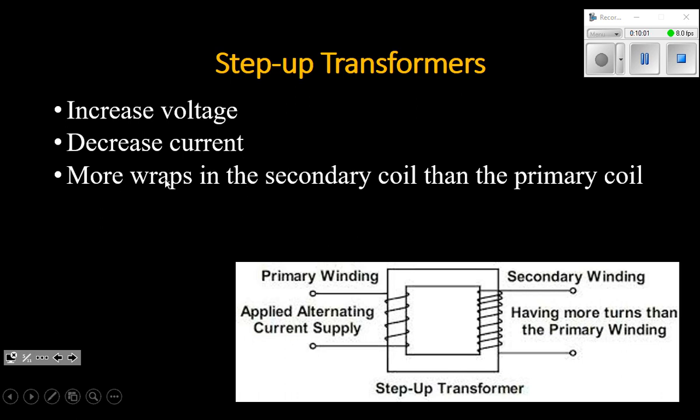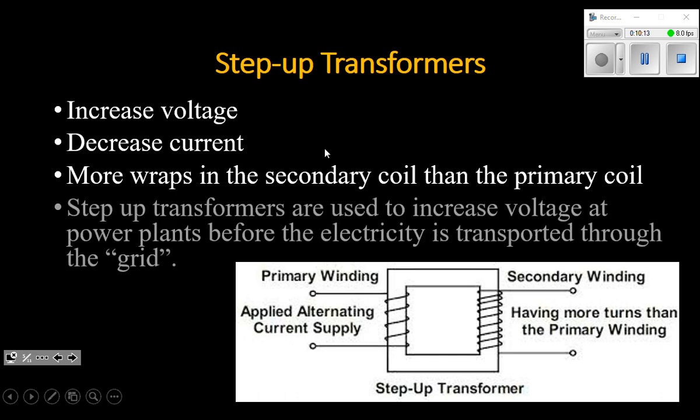and there will be more wraps in the secondary than the primary. So voltage increases, number of wraps increase, and current decreases. That can identify a step-up transformer for you. Step-up transformers are used to increase voltage at power plants before electricity is transported through what we call the power grid. A better name would be the energy grid, but that's okay. That's our common vernacular for that.